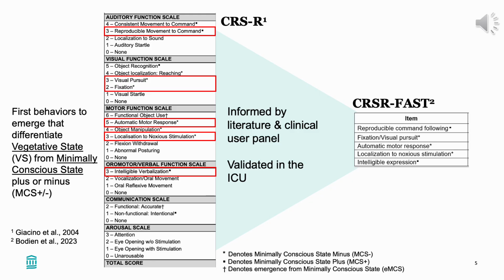CRSR-FAST is an abbreviated version of the CRS-R that focuses on 5 core behavioral observations, allowing clinicians to capture meaningful indicators of consciousness while maintaining diagnostic integrity in fast-paced environments. The 5 core behaviors selected for CRSR-FAST, which are shown in the box on the right, were chosen because they are among the earliest indicators of conscious awareness to emerge during recovery. This abbreviated format allows clinicians to efficiently evaluate key signs of consciousness while preserving the diagnostic integrity of the original scale.